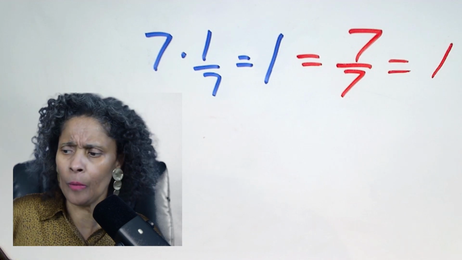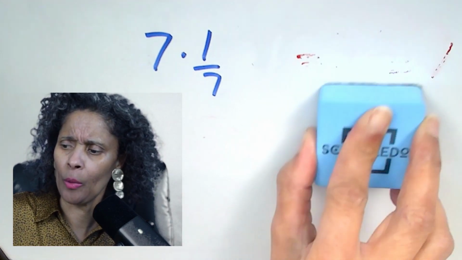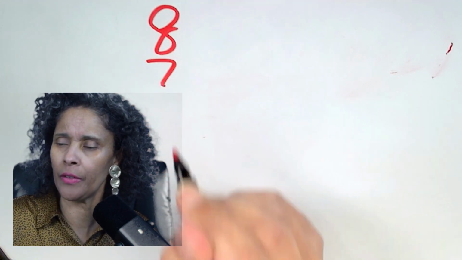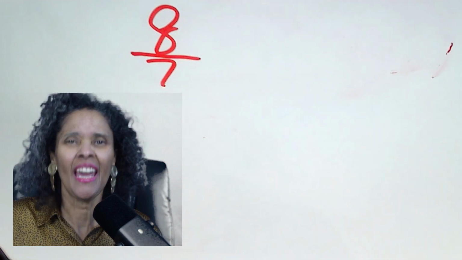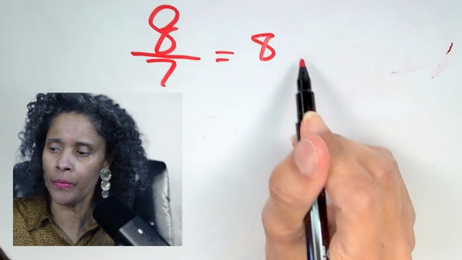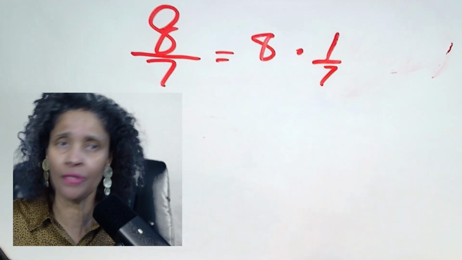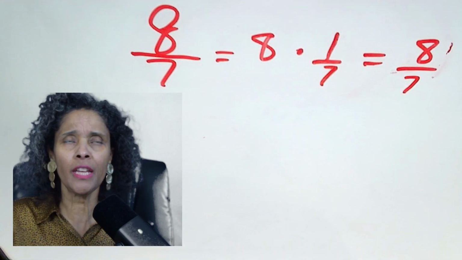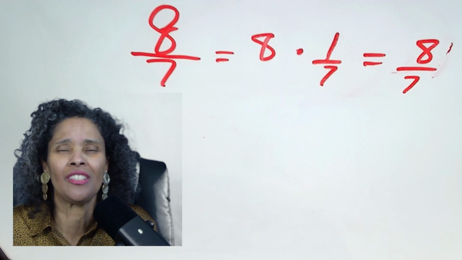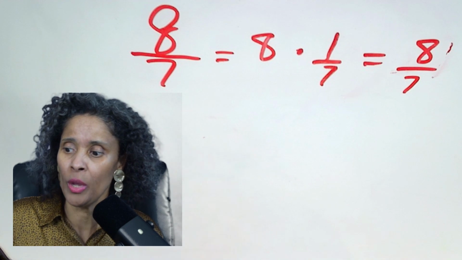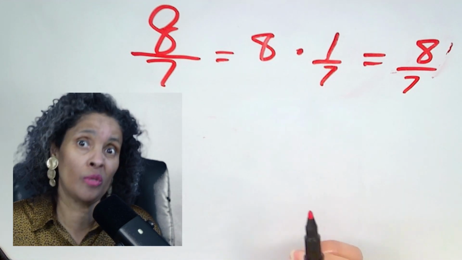Now, something else to think about when you think about division and multiplication. Let's say I had 8 over 7. What really is that? 8 over 7 is really the same thing as 8, with this imaginary 1 here, times 1 over 7. That's the same thing. That equals 8 over 7. So when you think about it, division is really defined as multiplying by a reciprocal. So this right here is 8 times the reciprocal of 7, 1 over 7.